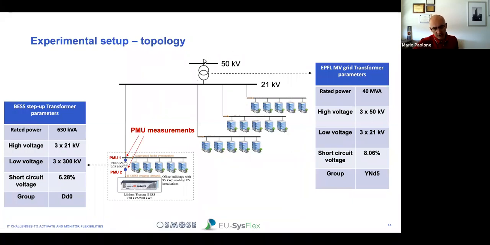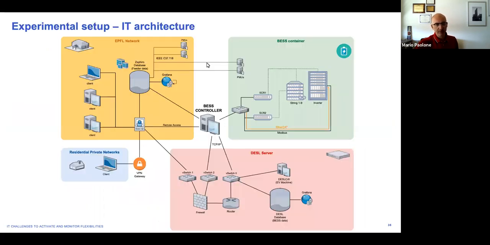At the moment, we are also installing a PMU on the 50 kilovolt system to redo the study by adding more impedances in the middle and have a better estimation of the various metrics I was saying before. So here I also have the characteristics of the transformers in terms of power and short circuit values.